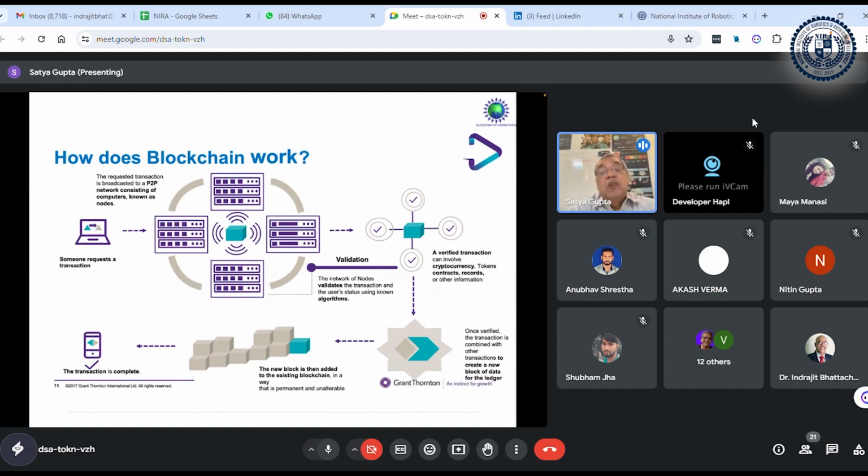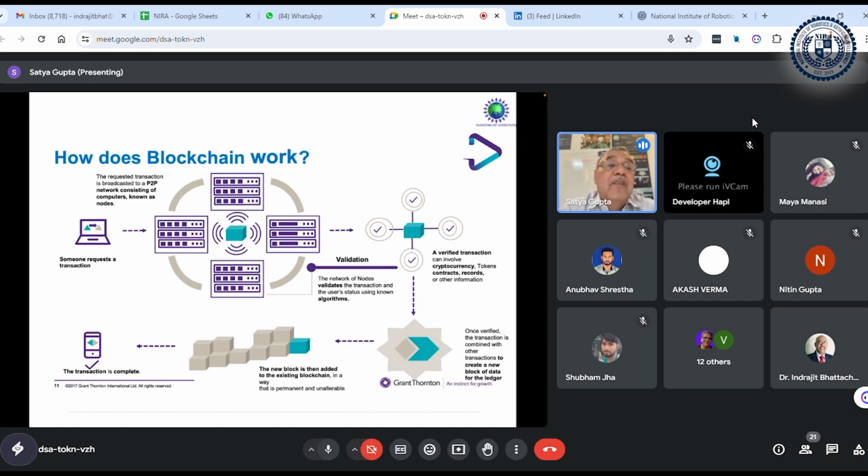And now, how does the blockchain work actually? As I told you, it is basically a distributed ledger technology, which is storing and sharing the transactions. First, someone requests a transaction. It can be a request for some money, or a request for some sale, or let us say a few lines of an email. The requested transaction is broadcast to a peer-to-peer network, and that is the blockchain.